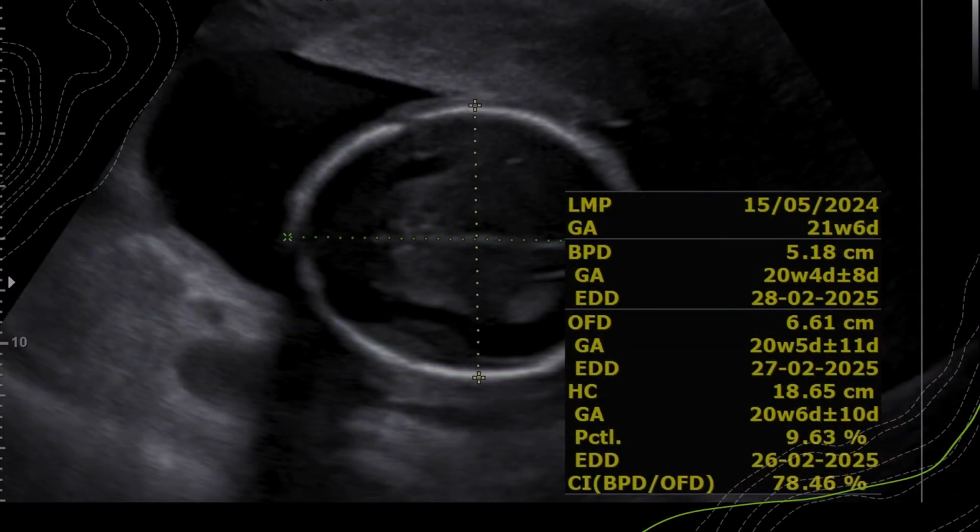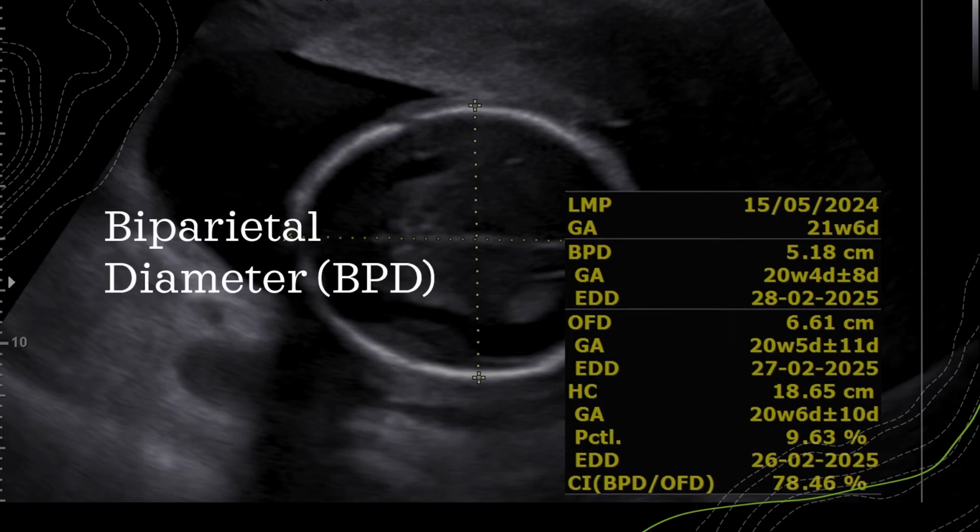Let's begin with the biparietal diameter, or BPD. As we mentioned in previous lessons, to measure BPD, we use a transverse plane through the fetal head, ensuring that the calipers are placed between the outer edges of the parietal bones.